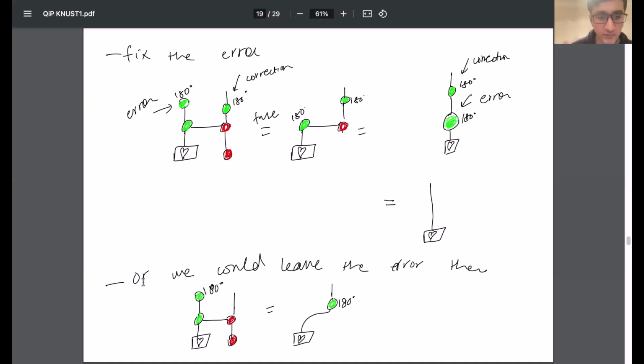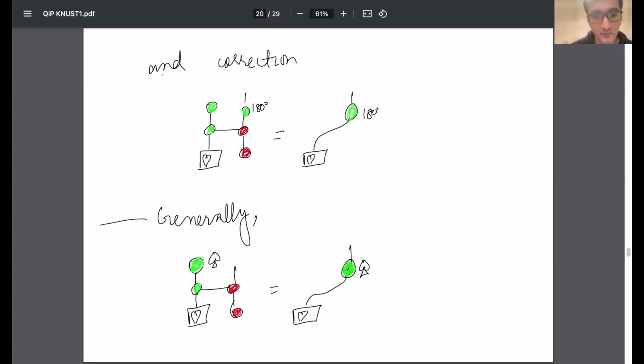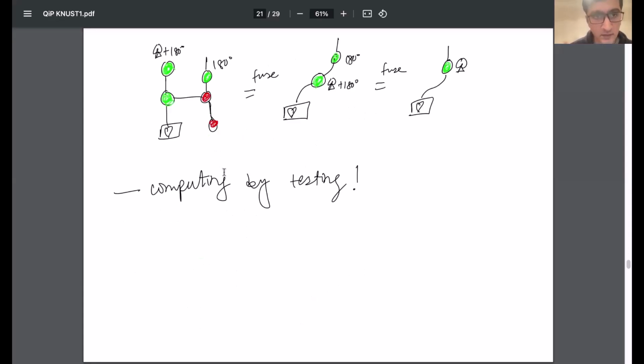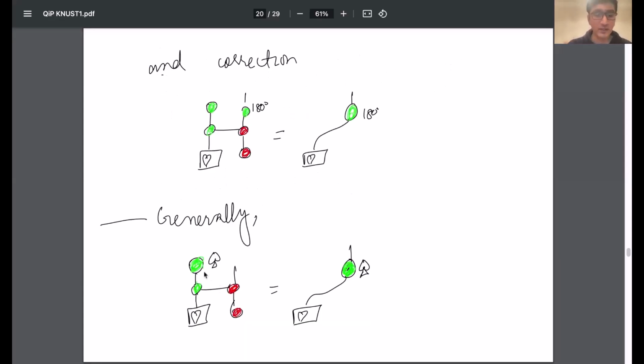If you would like to keep the error there, then obviously we don't apply error correction. So in a very general setting, we can have a diagram like this. Say you can have an error which is represented by this random phase represented by a spade symbol, and here I'm representing this spade as an arbitrary measurement. So say I wanted to apply a measurement.